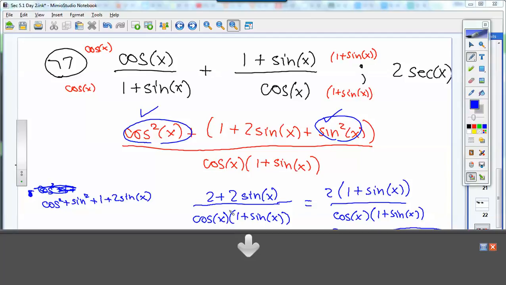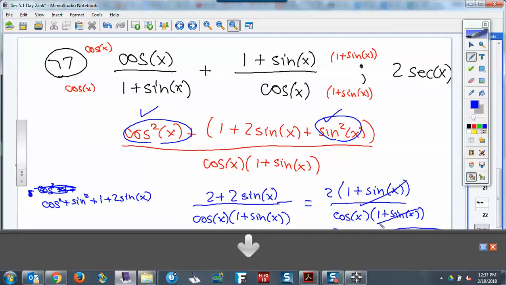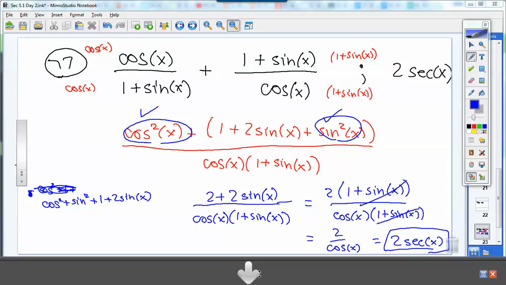Do not distribute that cosine, and now look what happens. Take out the 2, now you got your 1 plus sine x's that cancel. And then you end up with 2 over cosine, which of course is 2 secant, which is the one he was asked about earlier. The 2 stays up there, and the cosine just flips up with its reciprocal, secant x. Okay? All right, so that's 77, what that would look like.